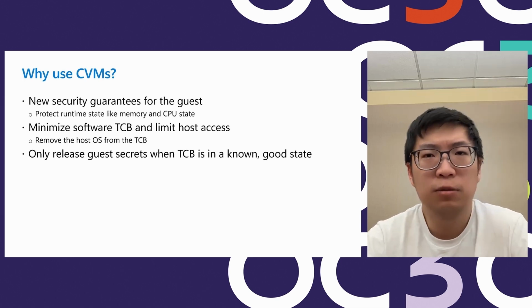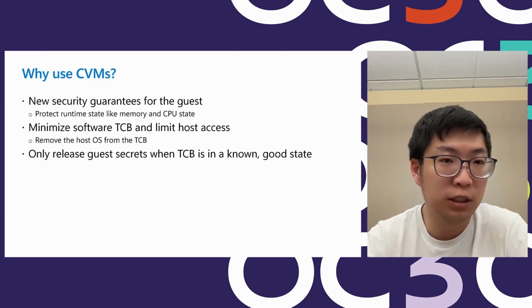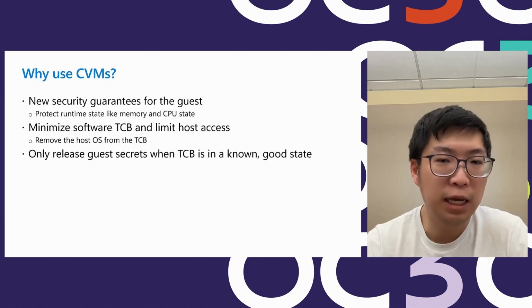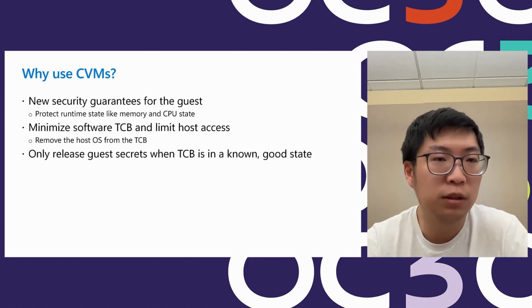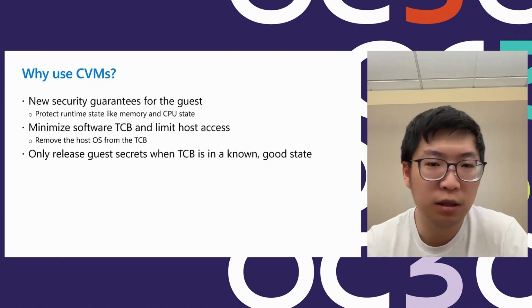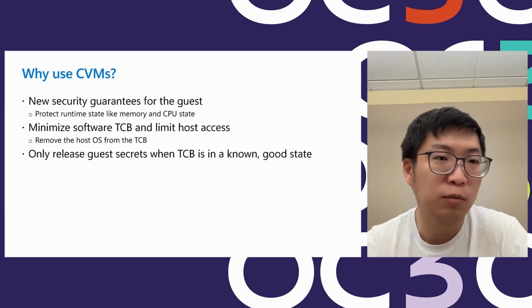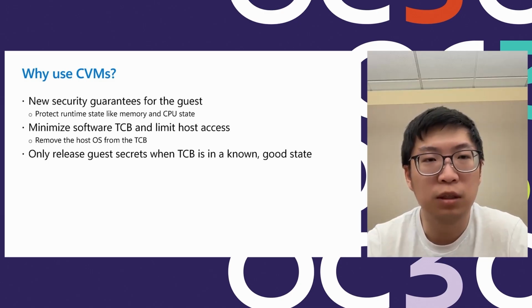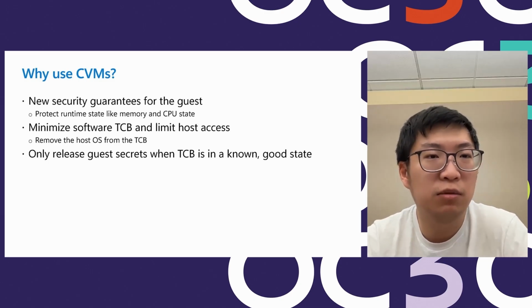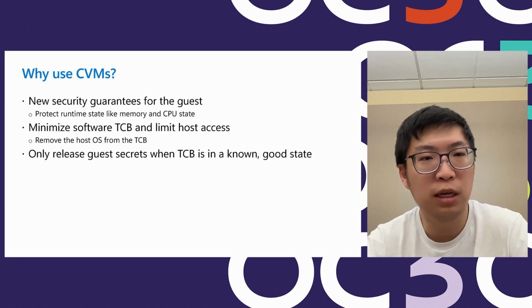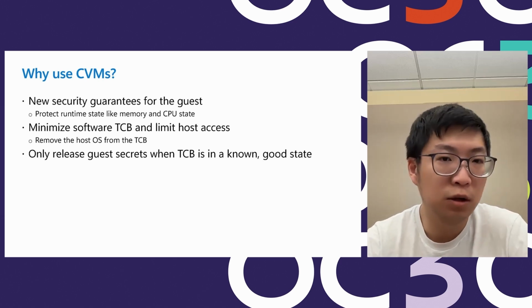Because of this additional protection, we can minimize the software trusted computing base, or TCB, and really limit the things that a guest and guest workload need to trust. We're removing the host OS, we're removing the hypervisor, and anything that could be running on the host OS. And because we can attest the state of this smaller TCB, we know that when we release guest secrets to the guest workload, the guest is in a known good state.